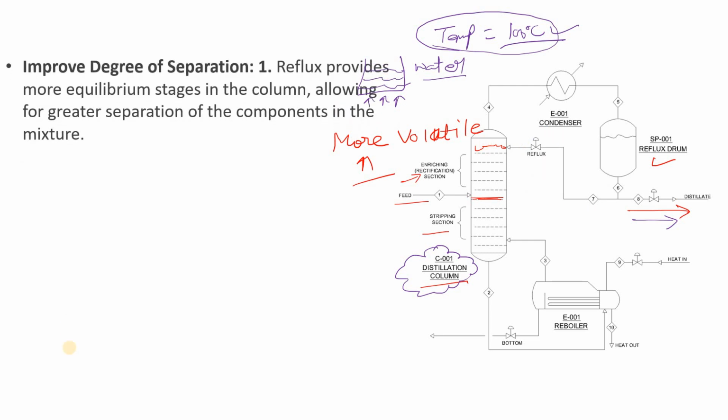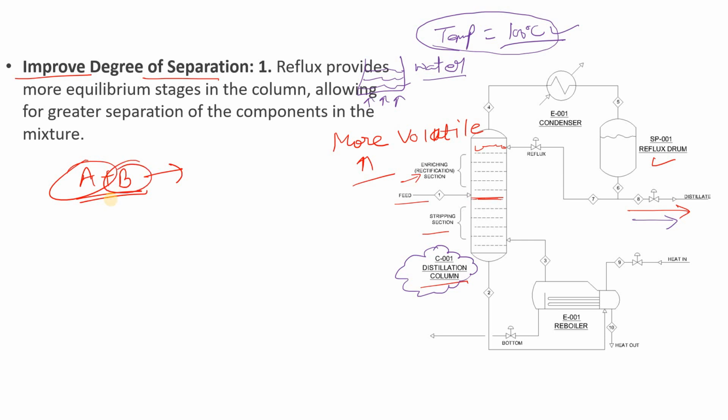So what will happen when you add the reflux to the distillation column? First of all, when you add the reflux, it improves the degree of separation. In the distillation column you are simply separating the components from the liquid mixture. Let's suppose there is one binary mixture, A plus B. Now you are simply separating out A and B, that is what we do in the distillation column.